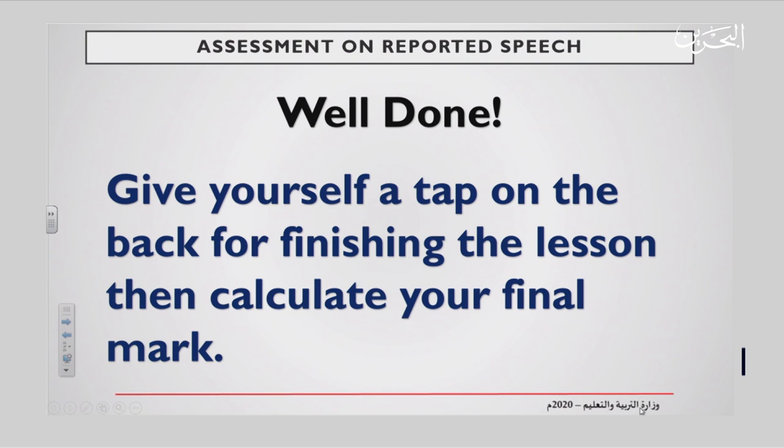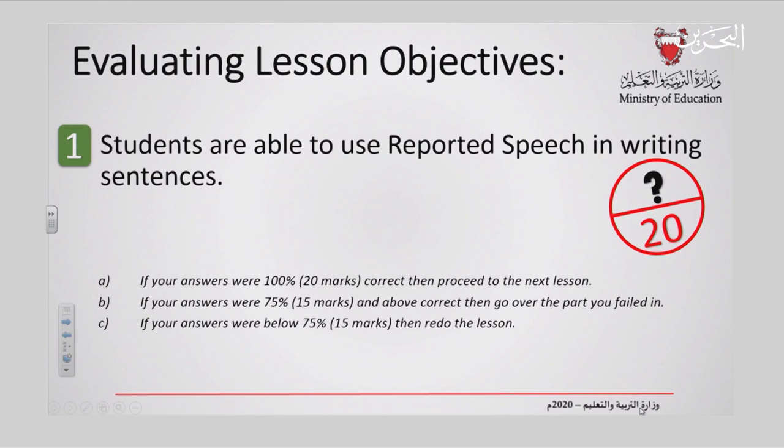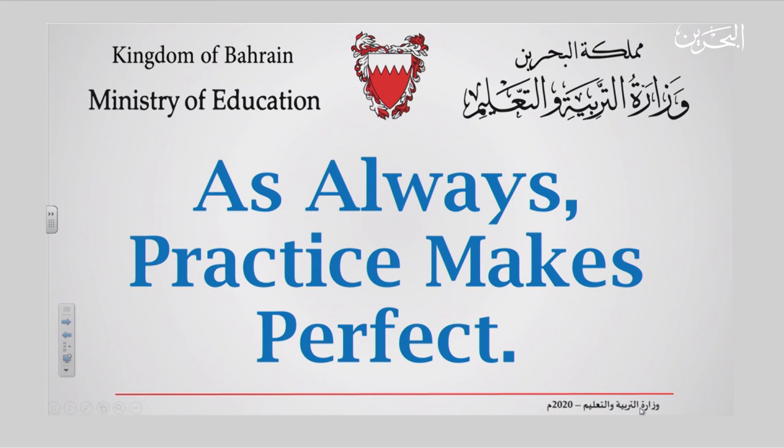Well done. Give yourself a tap on the back for finishing the lesson, then calculate your final mark. Now you are able to use reported speech in writing sentences. If you have 100% correct answers, that means 20 marks, then you can proceed to the next lesson. If you have 75% or above, that means 15 marks or more, then go over the parts you failed in and redo that. If you have lower than 75%, that means lower than 15 marks, then redo the whole lesson.